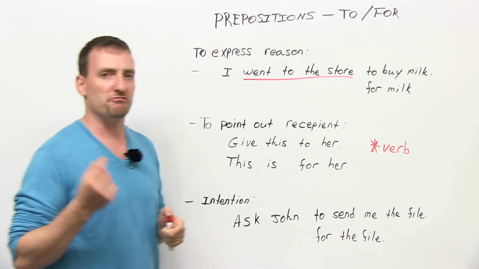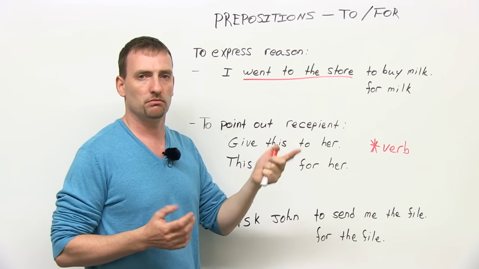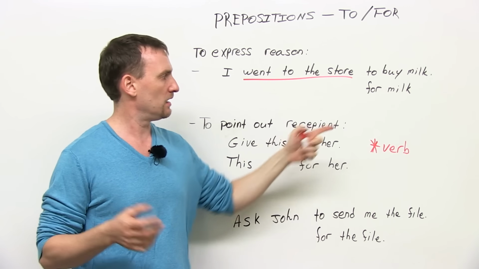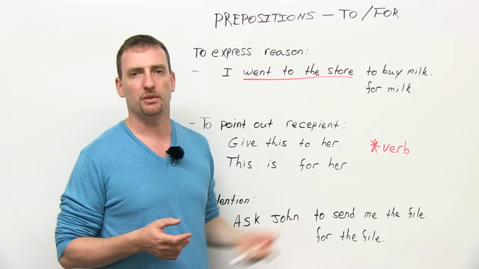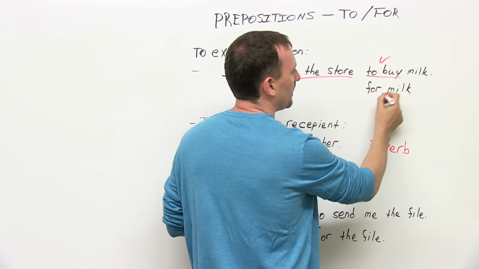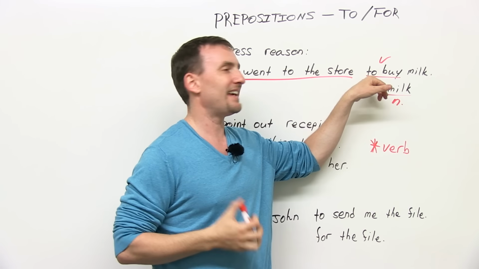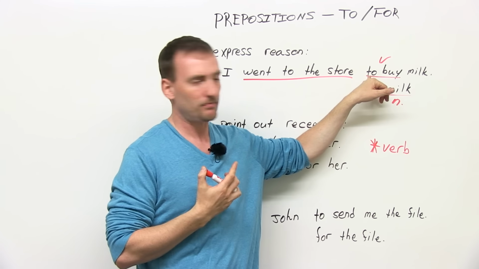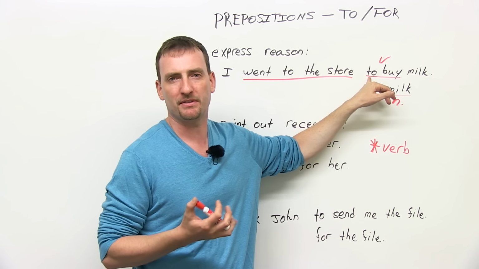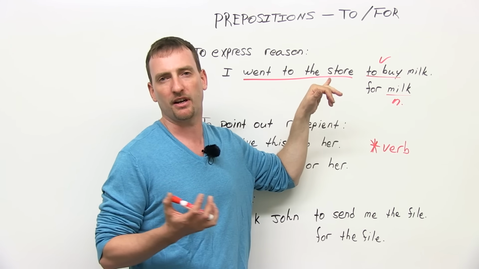If you want to express a reason, then you're going to use "to" or "for." I went to the store. Why? To buy milk. I went to the store. Why? For milk. What's the difference between these two? It should be very clear, I think. Here, I have a verb. Here, I'm only talking about the noun. So we use "to." Now, technically, this is not a preposition. This is an infinitive verb marker. But it looks like a preposition, so we'll treat it as one for now. Verb, noun. That's the difference when you're talking about reason.